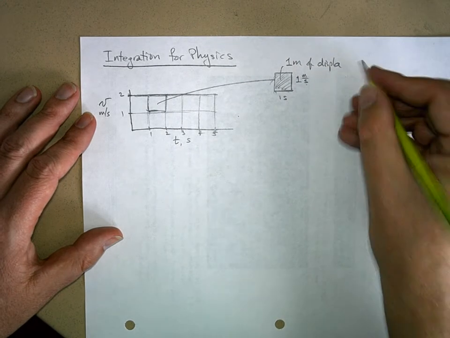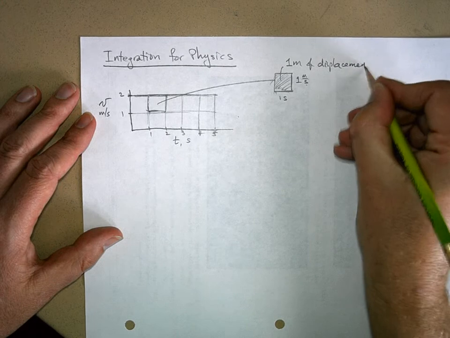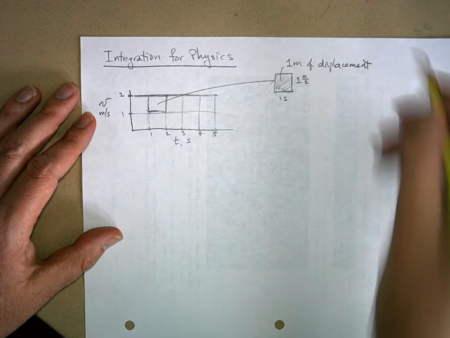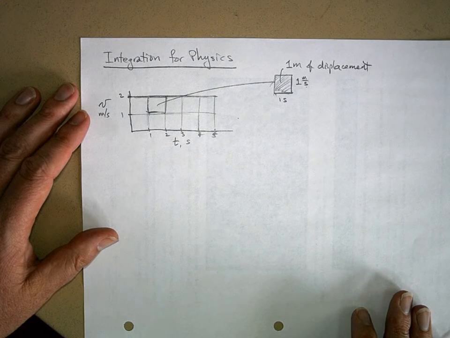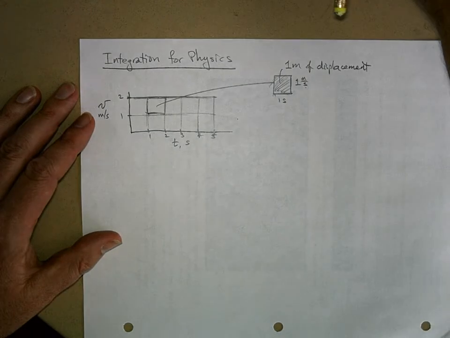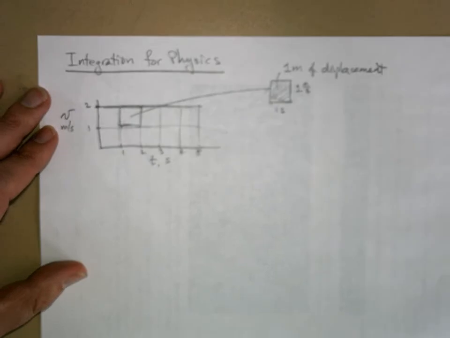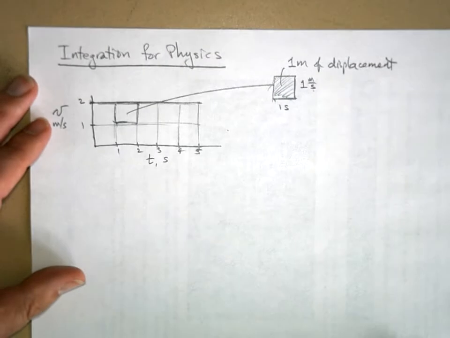Am I on screen still? Yes. Is that too small for you in the back? Am I okay? A little small? Okay. Again, move up forward if you need to see.